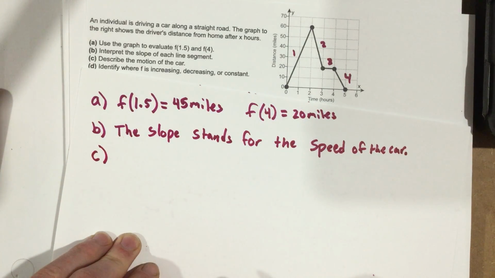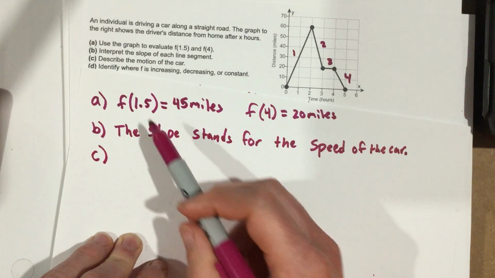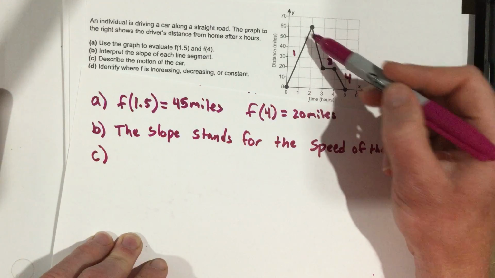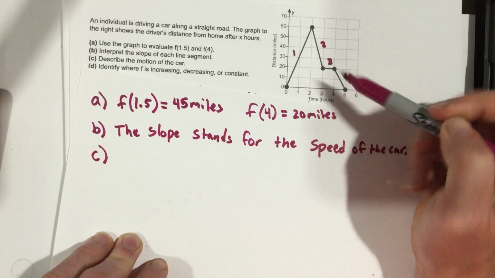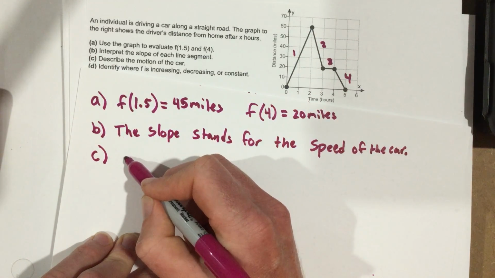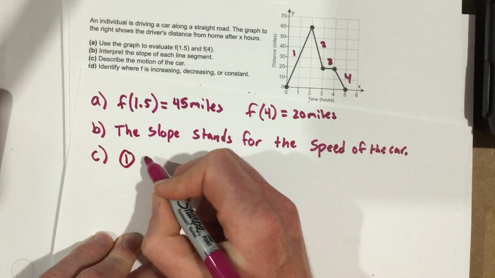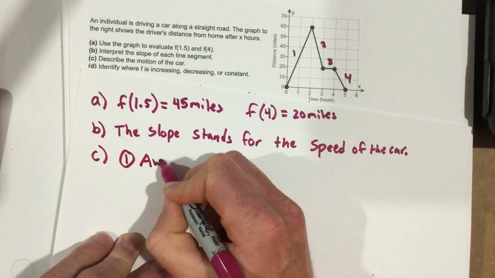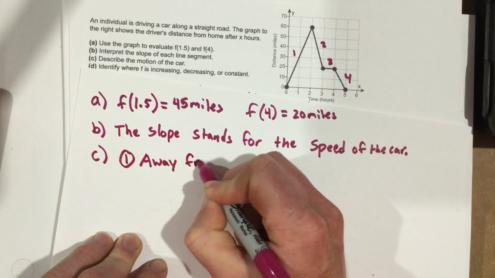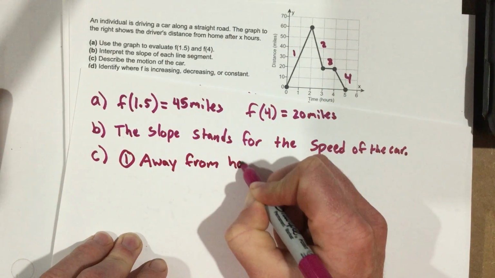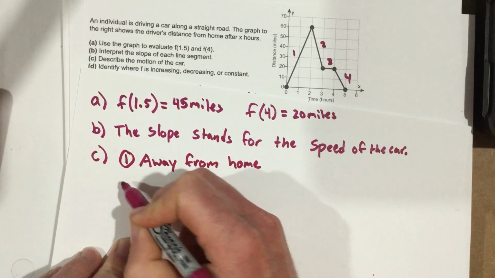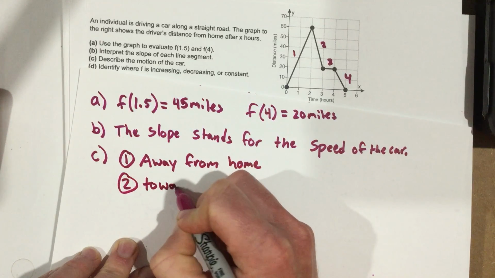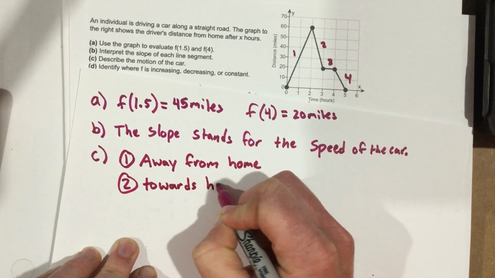part C. Part C says, describe the motion of the car. Well, let's look at what the motion is for 1, 2, 3, and 4. So for 1, that would be going away from home. Right? Traveling away from home. For part 2, that's towards home.